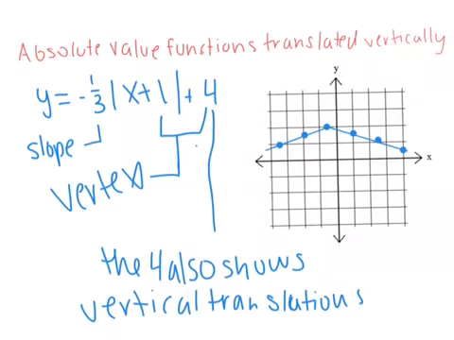As this is graphed, you can see the vertex, and you can also see the slope going down and the vertical translation of 4.